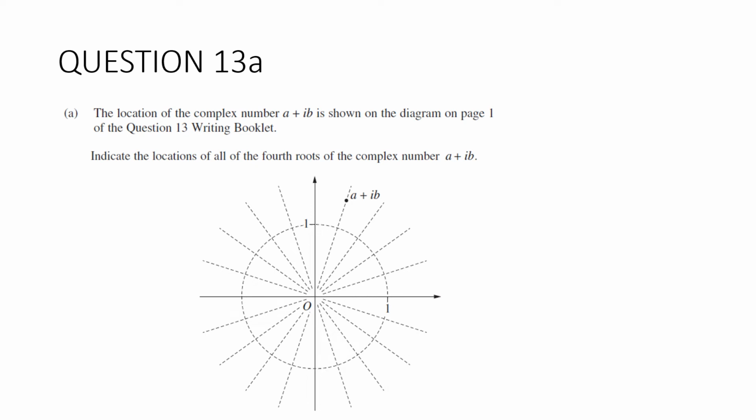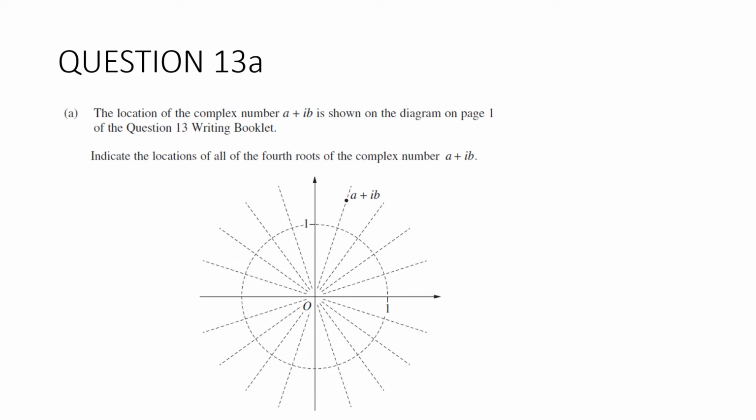Question 13a. The location of the complex number a plus ib is shown on the diagram. Indicate the locations of all of the fourth roots of the complex number. Okay, we have two things to consider, the modulus and the arguments. Let's start with the modulus, and that's the length of this vector here. All right, we can see that it is greater than 1, and it's not at 2. It might be something like 1.4.